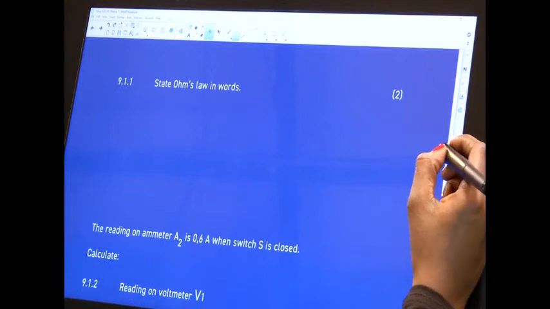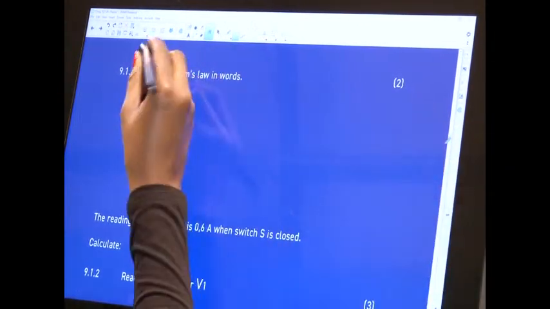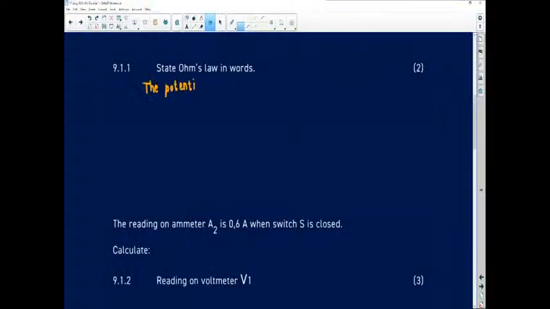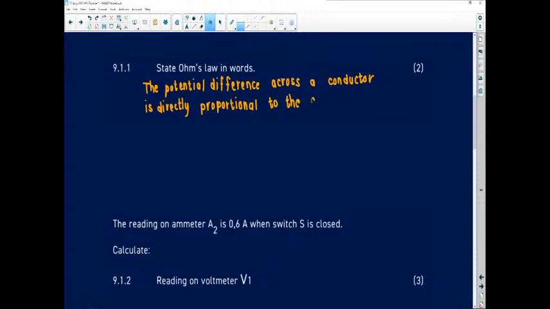The first one, 9.1.1, says, state Ohm's law in words. So let's state Ohm's law. Ohm says the potential difference across a conductor is directly proportional to the current in the conductor at constant temperature.